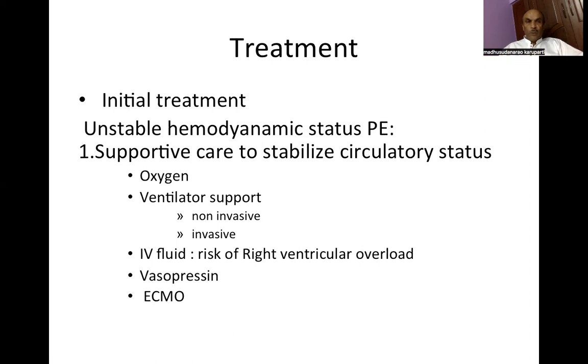The initial treatment includes, for a patient with the unstable hemodynamic status, number one, the supportive care. Number two, anticoagulation therapy. Number three, measures to reperfusion methods. And the next step is the chronic treatment of the patient, chronic treatment of the pulmonary embolism with anticoagulants.